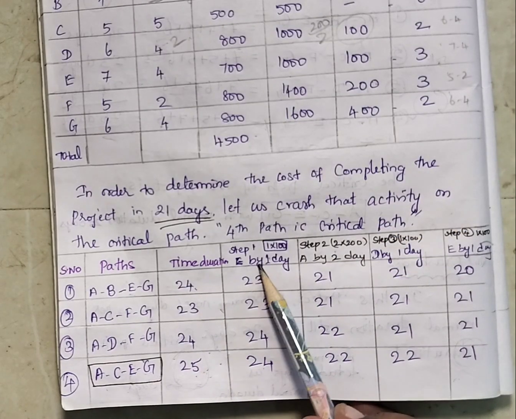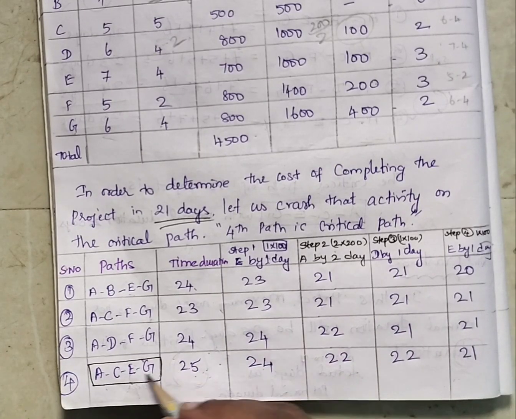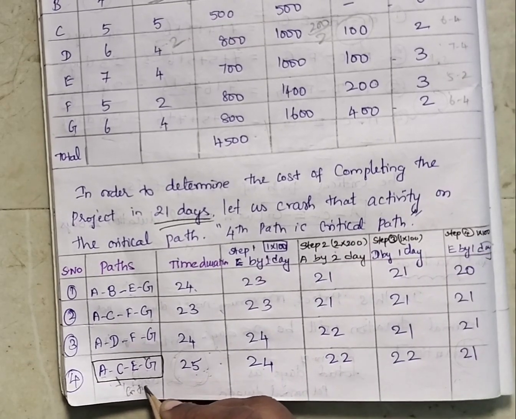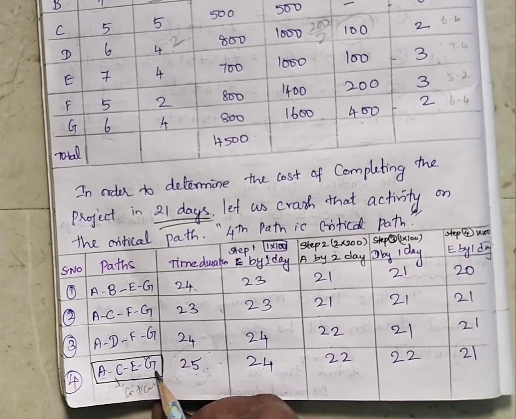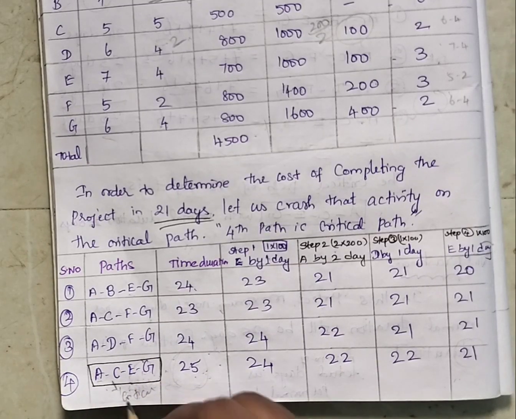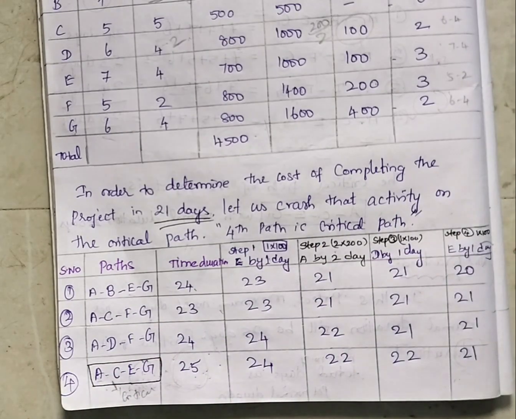Here in step 1, what are we going to do? You see this is the critical path. Here we have 4 activities: A, C, E and G. Among these activities we have to start reducing the days. Among these 4 activities we can start the crashing process.